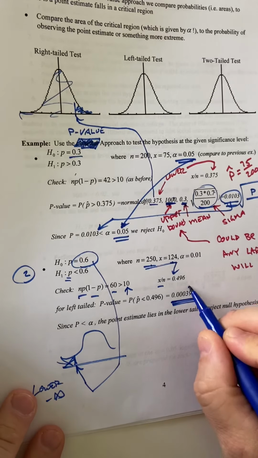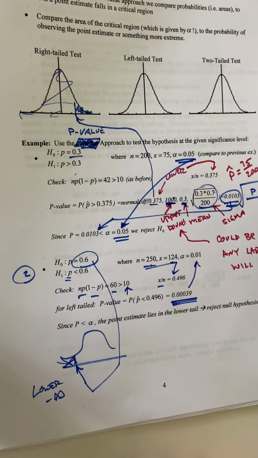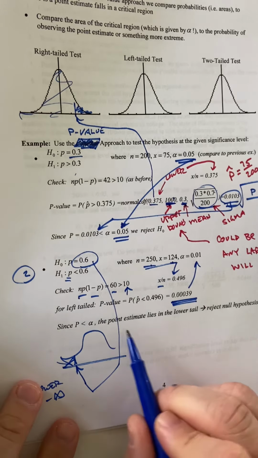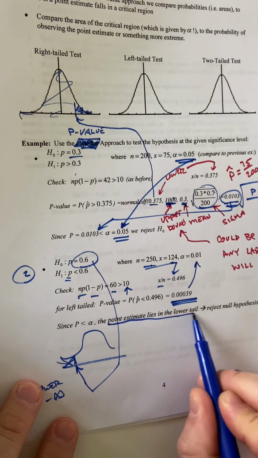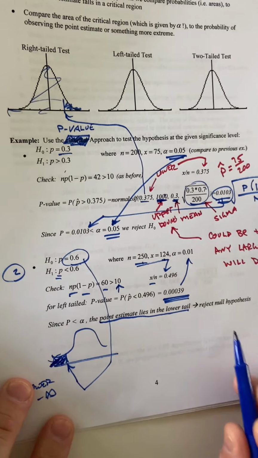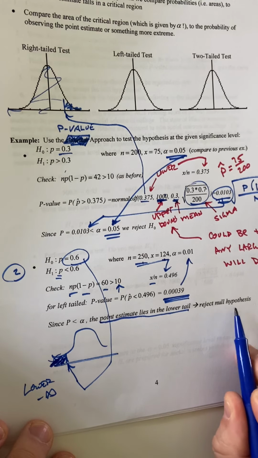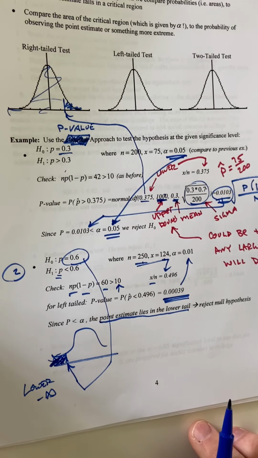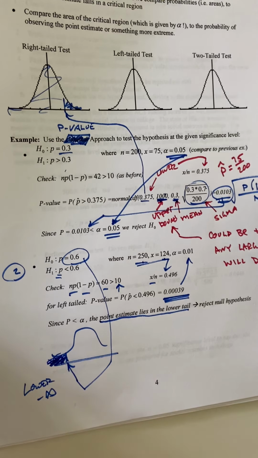But how is it compared to that? It's smaller. So the point estimate does lie in this shaded region, so we will reject the null hypothesis. Okay, so if it lies in the shaded region, we reject it. If it doesn't lie in the shaded region, we fail to reject it.